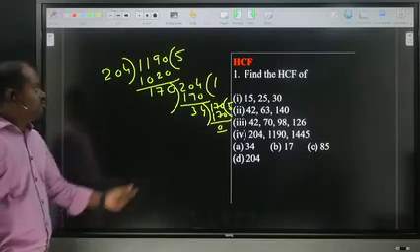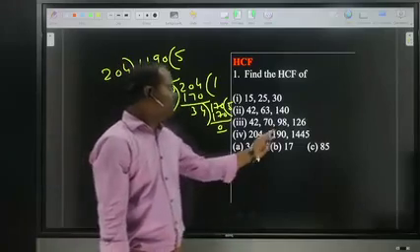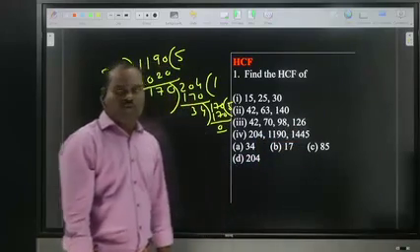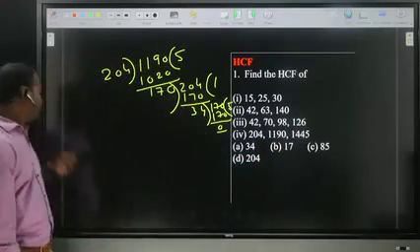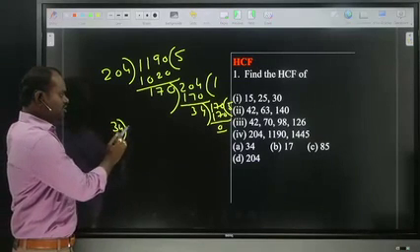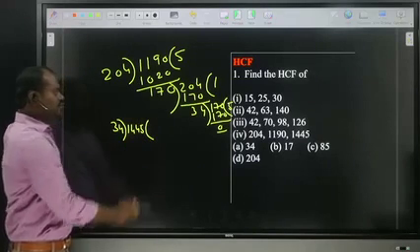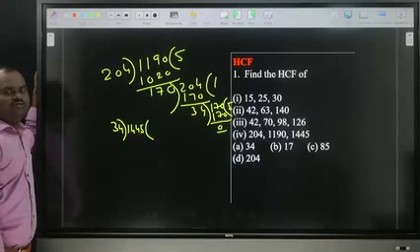Then stop. With this 34, what is the one more number balance? 1445. With 34, we should divide one more number, 1445. Divide 1445 by 34.